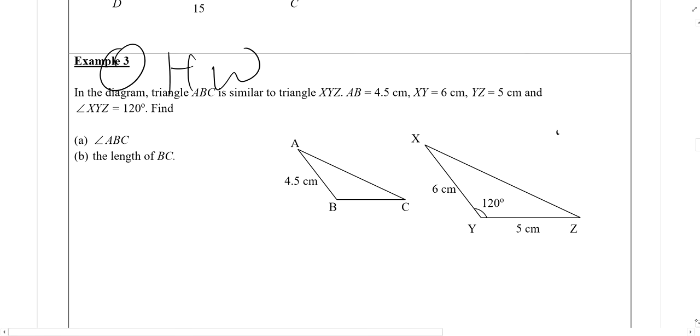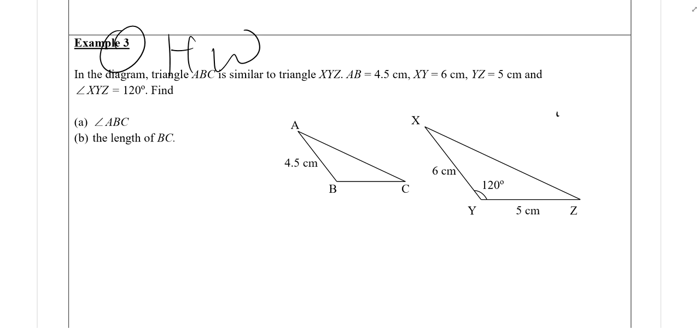Find angle ABC. Part A, the answer is 120 degrees. Part B, the length is 3.75 cm. Please do your self-marking. Who needs help for this question? Part A or B? B.